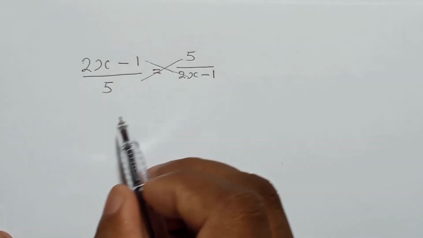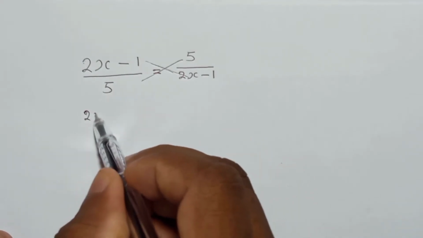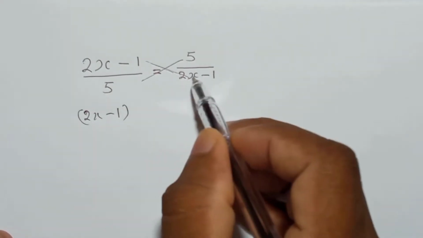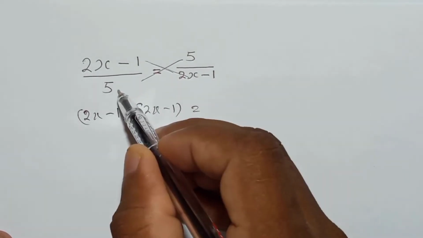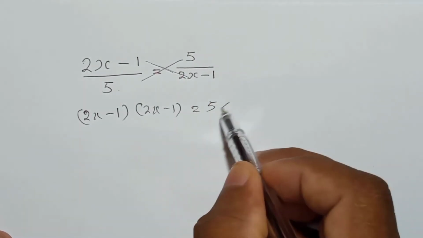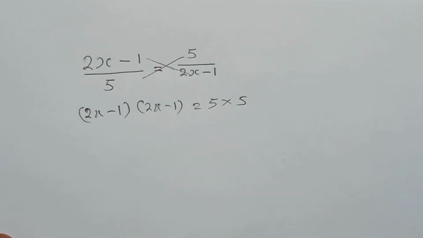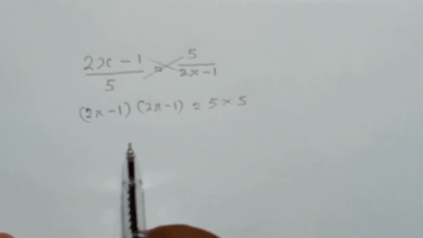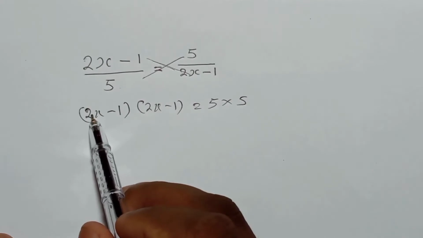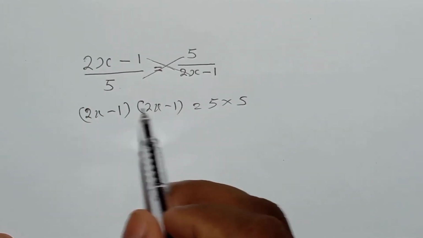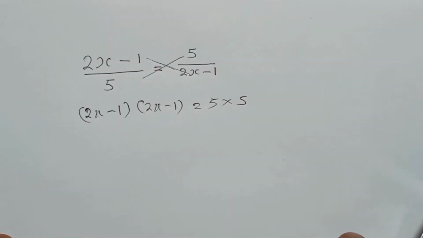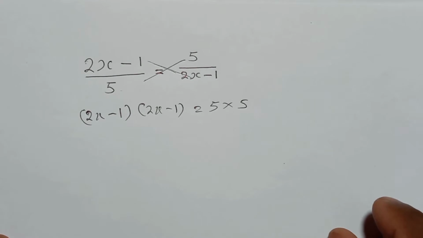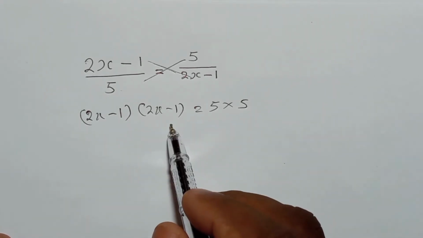So let's rewrite it. Here 2x minus 1 into again 2x minus 1, and here 5 into 5, right? I will write it this way, 5 into 5. Now this we can do very easily. If someone tries to multiply 2x into this and minus 1 into this, and likewise 2 and 5, it will take more time. So that's why there's an easy way for this, right?